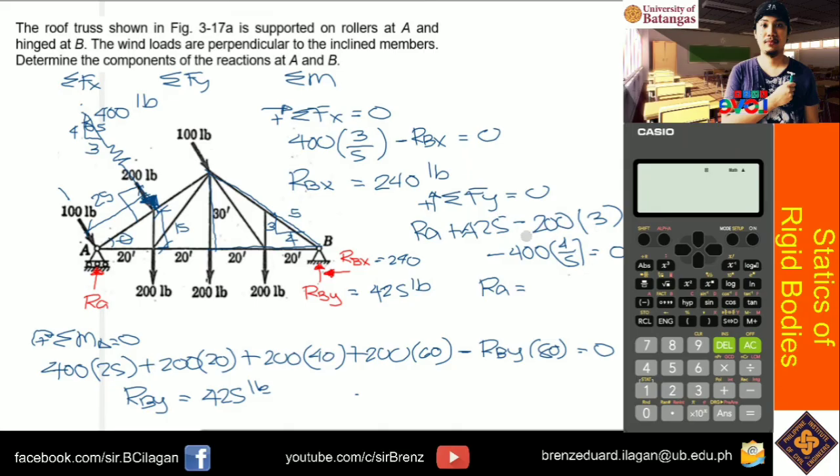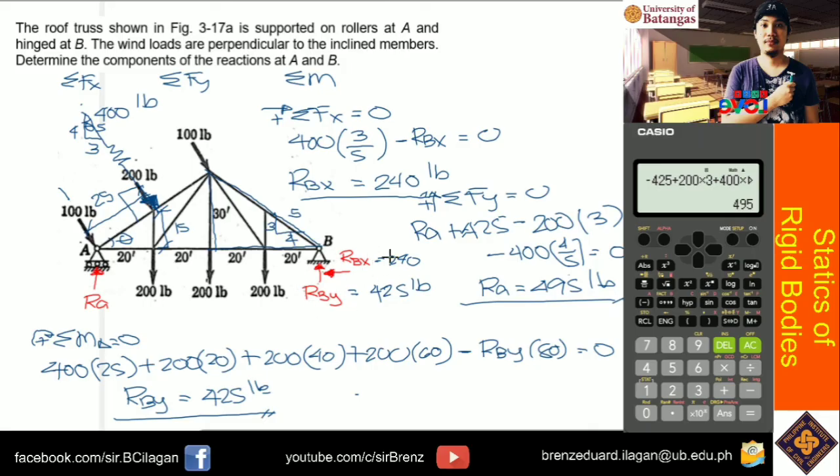Okay guys, so input lang natin sa CalQ. So RA, so itatranspose natin siya sa kabila. So magiging 400, ito muna ha. So yung 425, dali natin sa kabila. So negative 425, and then minus, so plus 200 times 3. And then yung 400, so plus 400 times 4 divided by 5. So 495. The answer is 495 pounds. Okay, so tama naman yung assume natin kanina. Okay guys, so these are the answer for the unknown in the problem.